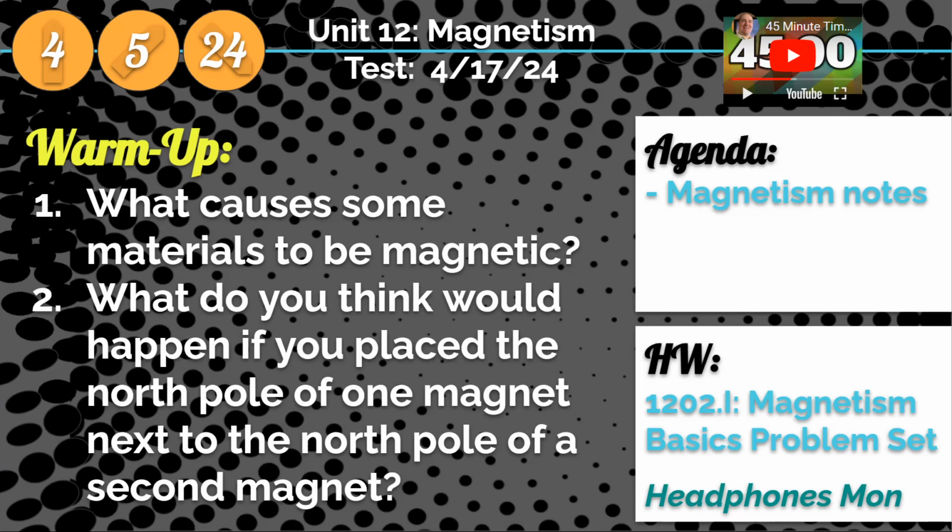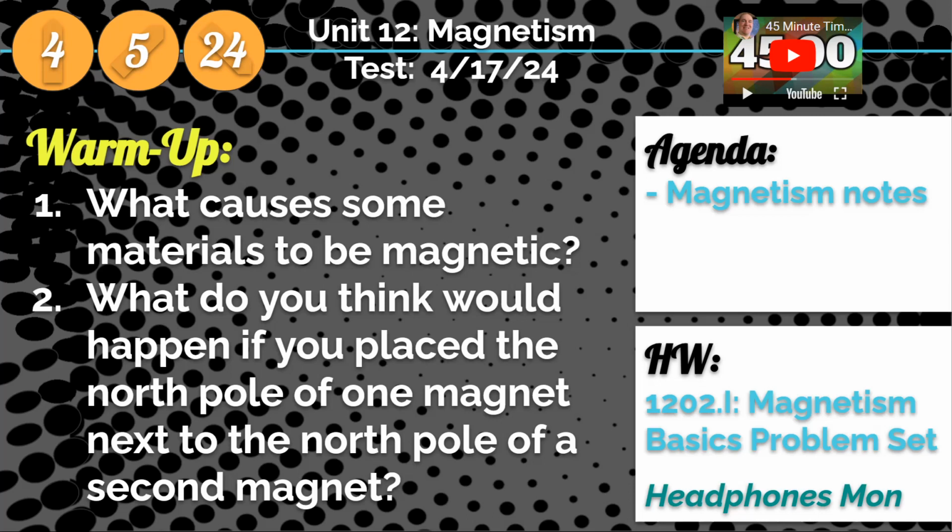The first question says, what causes some materials to be magnetic? And the second question says, what do you think would happen if you placed the north pole of one magnet next to the north pole of a second magnet? Does anybody have any thoughts on what causes materials to be magnetic? Electric charges. Yep, you should have that in there. Specifically, moving electric charges would be a good thing for you to add in there. That is actually the cause of magnetism, and we are going to talk about that a little bit more today.